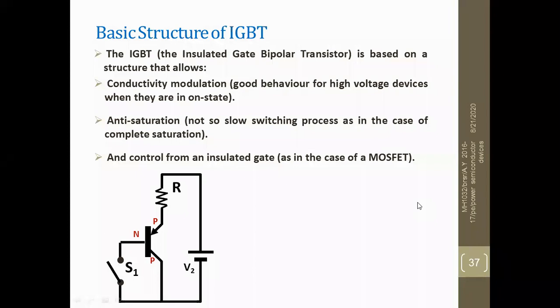Actually, the MOSFET is used for high switching applications. That is, the frequency of switching should be very high, but those are used for low power converters. If you come across IGBTs, what should happen? The IGBTs are used for very high power converters also. That is the advantage of IGBTs.